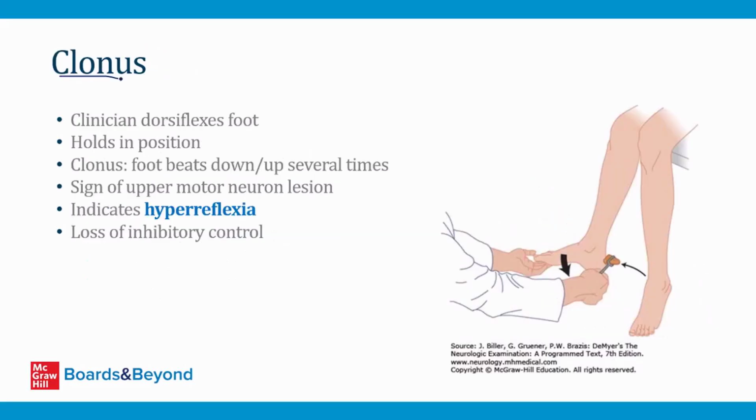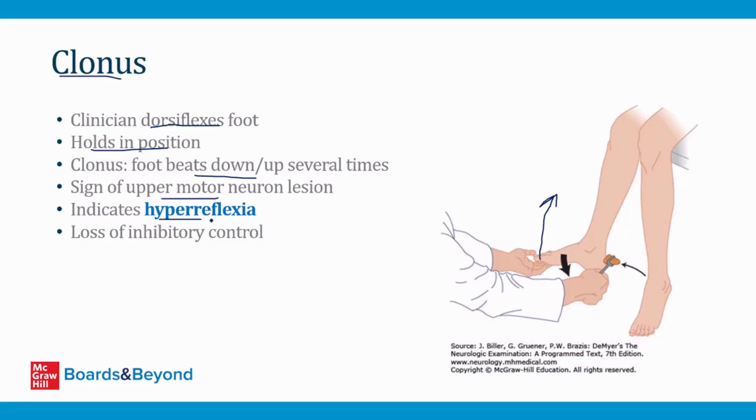And then clonus is another sign of an upper motor neuron lesion. The way you test for clonus is the clinician lifts the toes of the foot, the clinician dorsiflexes the foot, and then holds the foot in that position. And if clonus is present, the foot will sort of beat up and down several times. So this picture here on the screen shows a clinician testing the ankle reflex. This is not how you detect clonus, but you would lift the toes up like this and then just sort of hold them there. And if the foot tries to beat back and forth, that's the presence of clonus. It's a sign of an upper motor neuron lesion. It's basically evidence of hyperreflexia.